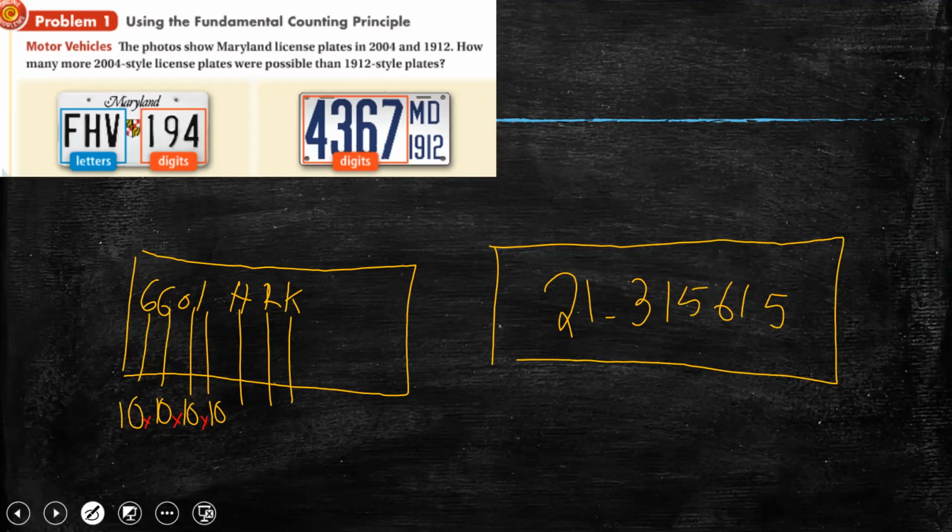Then look at the letters. How many letters in English? 26. And for R and for K also 26. So here we have 26 times 26 times 26.